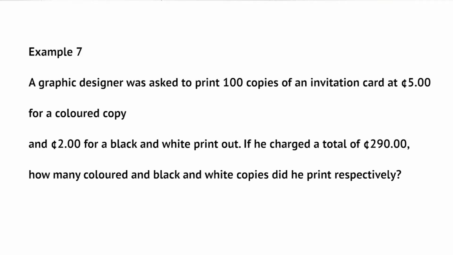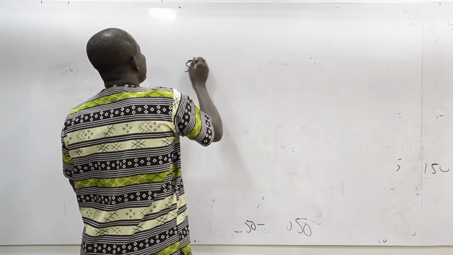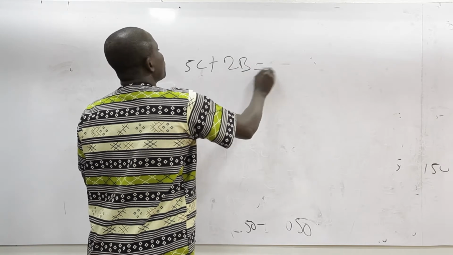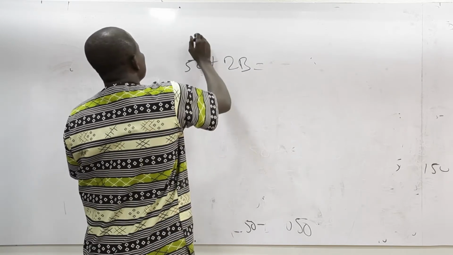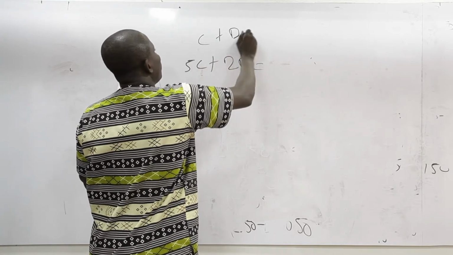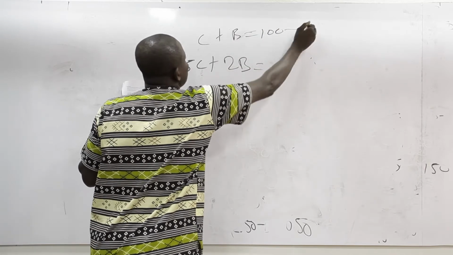how much did he pay for the colored. The colored is 5 CDs. So you have 5C, and then the black and white 2B. But in any case, in all the 100 copies, we have color plus black and white is equal to 100. This is your equation 1.